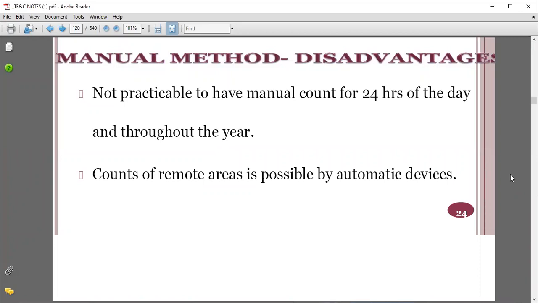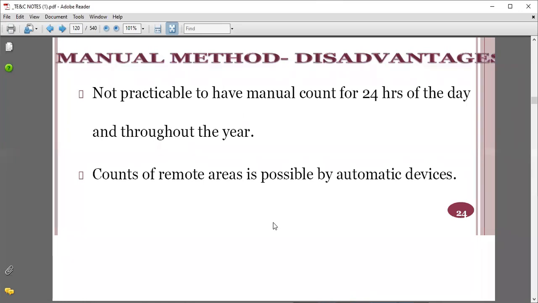First disadvantage is that we cannot count the vehicles each and every day for the 24 hours. That is one of the disadvantages. We cannot do manual counting of vehicles for 24 hours. So that is one disadvantage about this manual counting method.